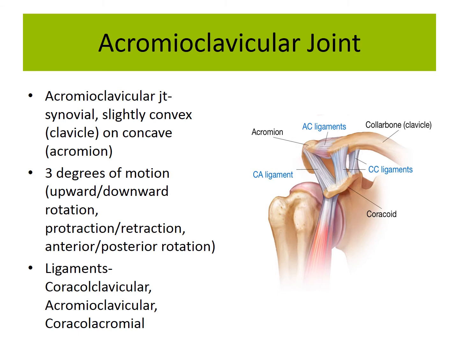It has protraction or retraction, which occurs with the protraction and retraction of the scapula, as well as horizontal abduction and adduction of the shoulder joint. And it has anterior and posterior rotation, which occur actually with the tilting of the scapula, both anterior and posterior tilting. You also see the listing of the ligaments at this joint.